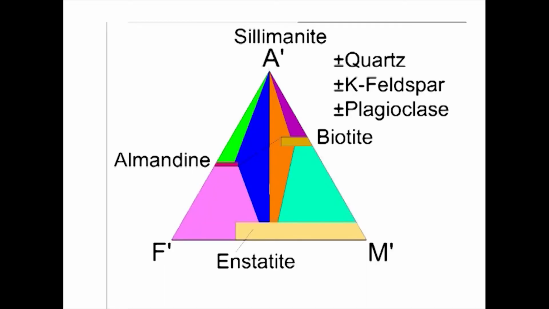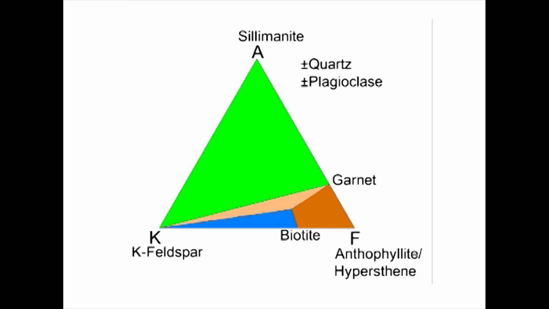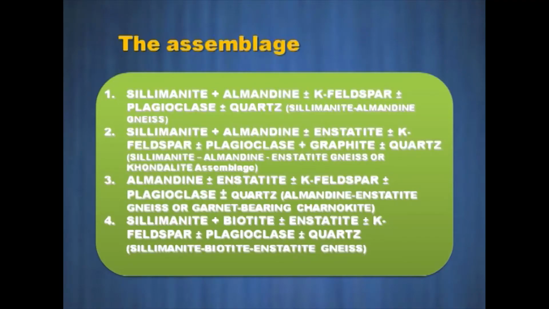Second, the sillimanite plus almandine plus or minus cordierite plus or minus potash feldspar plus or minus plagioclase plus graphite plus or minus quartz, also known as sillimanite almandine cordierite gneiss or khondalite assemblage. Third important is your almandine plus or minus cordierite plus or minus potash feldspar plus or minus plagioclase plus or minus quartz, also known as charnockite, garnet bearing charnockite.